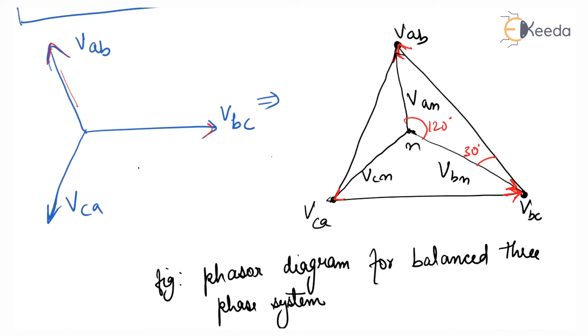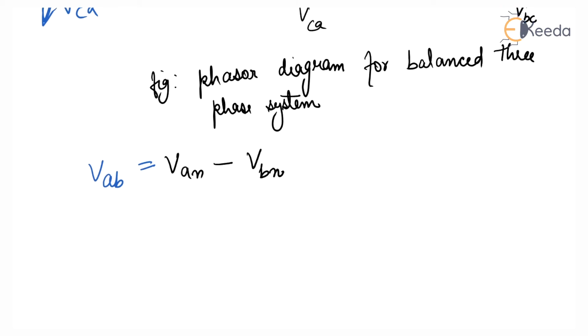See this diagram now? I hope you understand that this is VAB. VAB direction is this. VAN and VBN direction is this. So VAN is in the same direction as VAB, and VBN is in the opposite direction. So VAB is equal to VAN minus VBN. This is equation number 11.